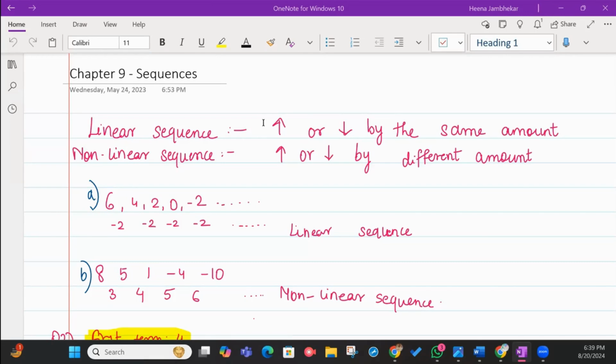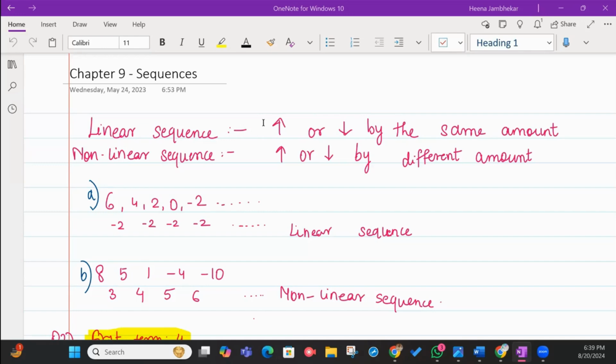We'll start. The first thing is linear sequence. Linear sequence meaning it increases or decreases by the same amount. What will increase and decrease by the same amount? Yeah, that is a linear sequence, meaning the numbers are going to be the same. You always have to subtract the next term from the first term. It will either increase or decrease by the same amount.